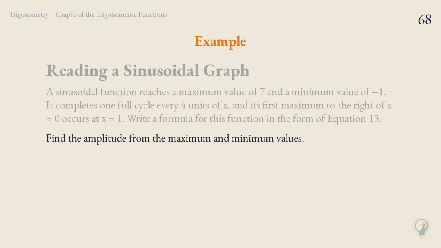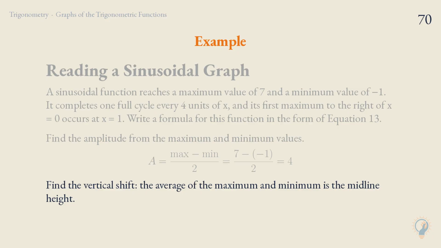Find the amplitude from the maximum and minimum values. a equals max minus min over 2. 7 minus negative 1 equals 8. 8 over 2 equals 4. So the amplitude is 4.